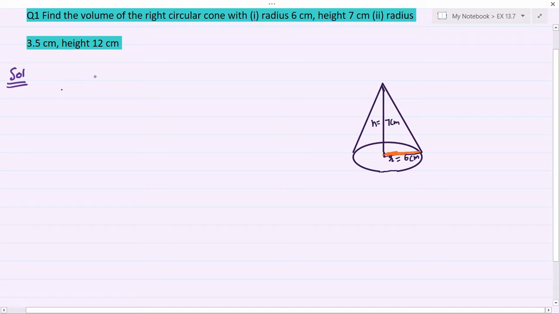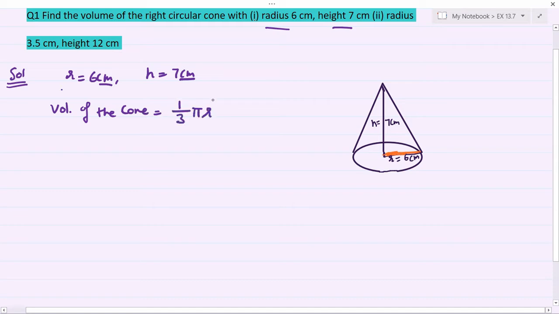Now here in a cone, what is given to us? They have given us the radius and the height. You can see in the figure also. r is your 6 centimeter and h is your 7 centimeter. You can see both the units are same, so there is no conversion required here. Okay, so you have to find out the volume of the cone. So straight away we will write down volume of the cone. Now here you have to write down the formula 1 by 3 pi r square h.